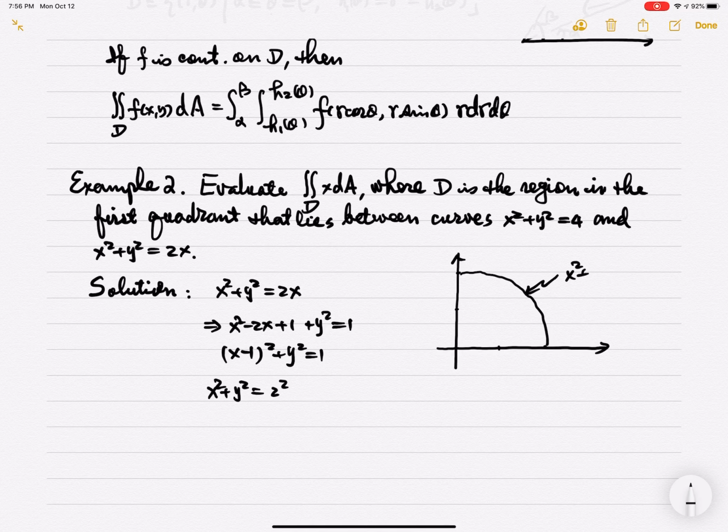This is x squared plus y squared equal to 2 squared. And the other one has its center at this point, from the equation, and the radius is 1. So we're going to have this circle as a half circle. It's like this, and this one is x squared plus y squared equal to 2x. In the first quadrant, this is D.